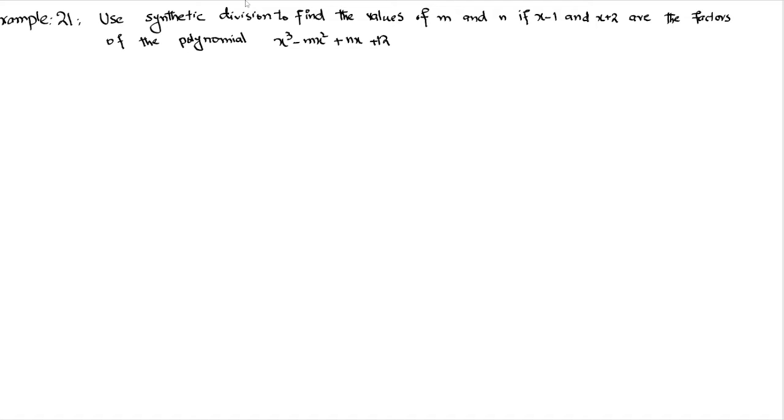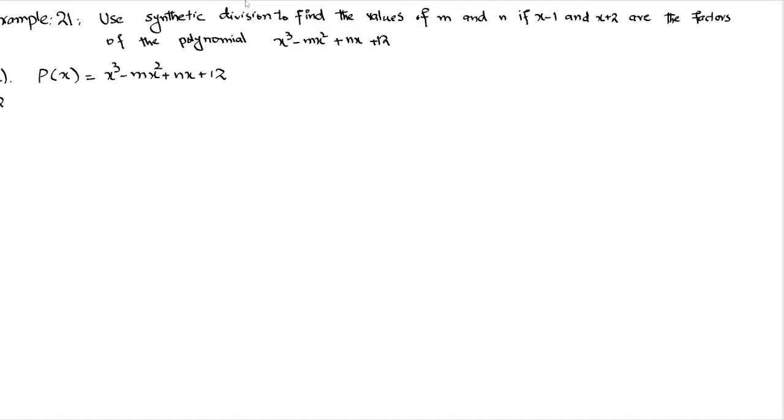So the first step in synthetic division is to write the polynomial p of x in standard form. The given polynomial is already in standard form as there is no power of x missing. We have x cube minus mx square plus nx plus 12, and the terms are in sequence.